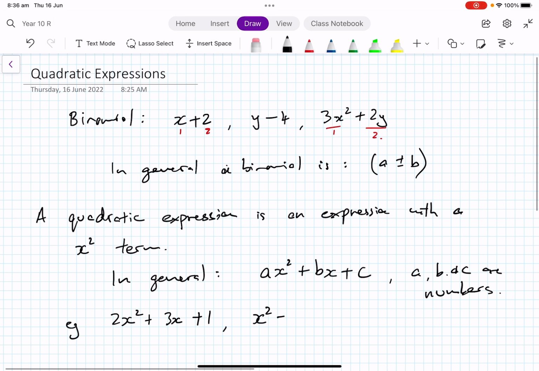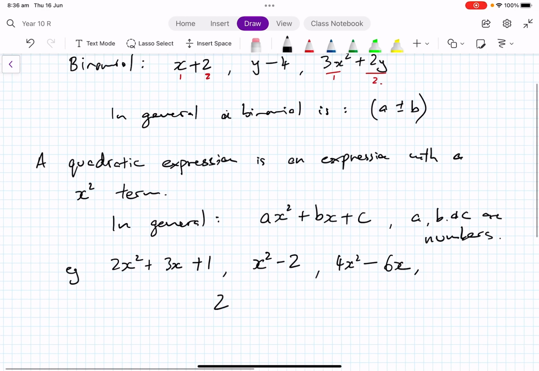x squared minus 2 is a quadratic. 4x squared minus 6x is a quadratic expression. 2x plus 1 is not a quadratic expression because it doesn't have an x squared term. And there's all kinds of things, like x minus x squared plus 3x. Any number of them, but it has to have an x squared term in it. That's the key.